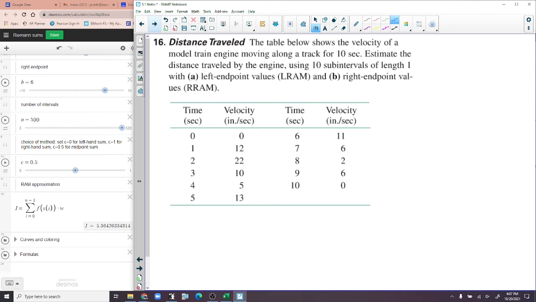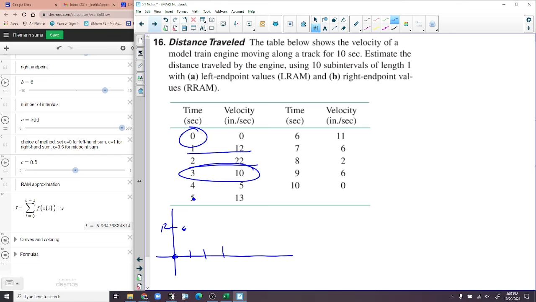Distance traveled: the table below shows the velocity of a model train engine moving along a track for 10 seconds. Estimate the distance traveled by the engine using 10 subintervals of length 1 with A, left endpoint values, and B, right endpoint values. If we were to plot this, 0 would be 0, 1 would be 12, so up here at 12. 2 would be way up here at 22, and so on. 3 would be back down here at 10, and we'd have this curve like that.